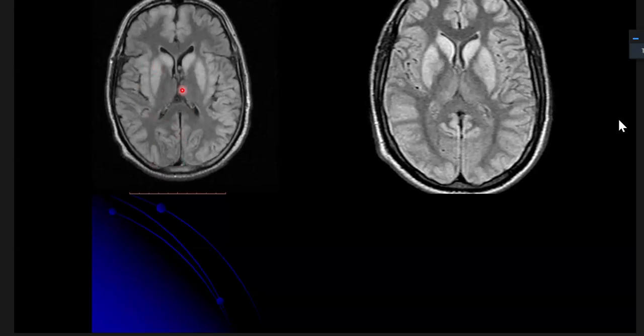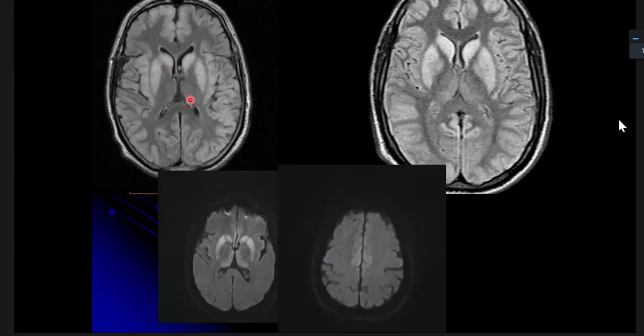So all this with absence of thalamus could be hypoglycemic. Because if we consider this as hypoxic ischemic, when there is involvement of the occipital lobe, the basal ganglia and thalami are always involved.